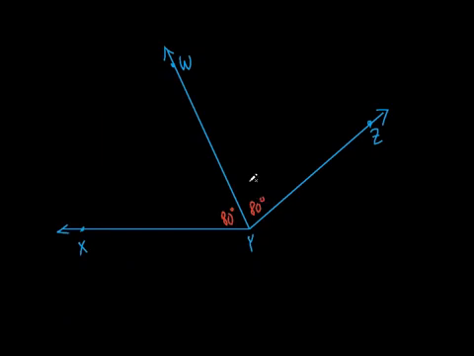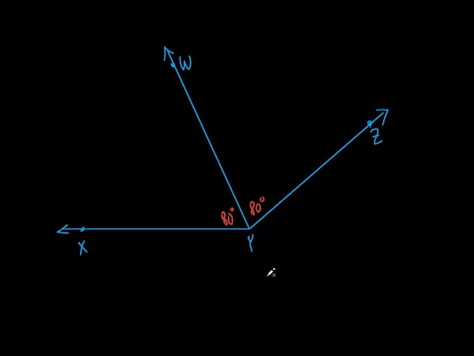Here's something that's pretty simple. I've got two angles here. I've got angle XYW and I've got ZYW, these two angles. Now look what's true about both of these angles. They're both 80 degrees. So they're both equal to each other. So in angles, we say that angles are congruent to each other.